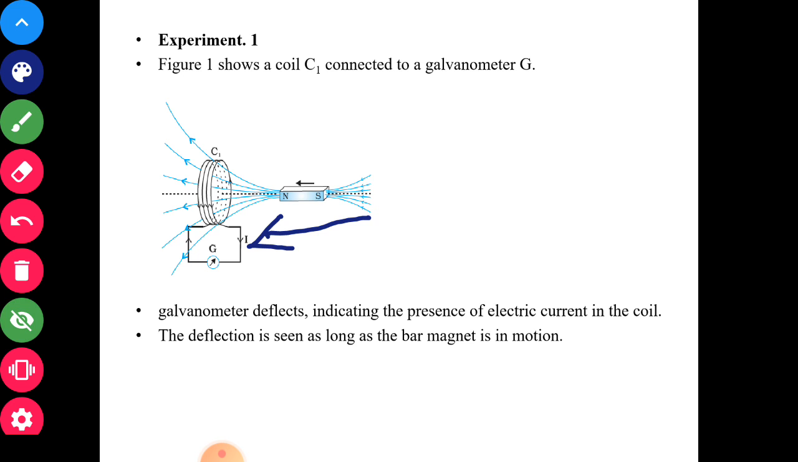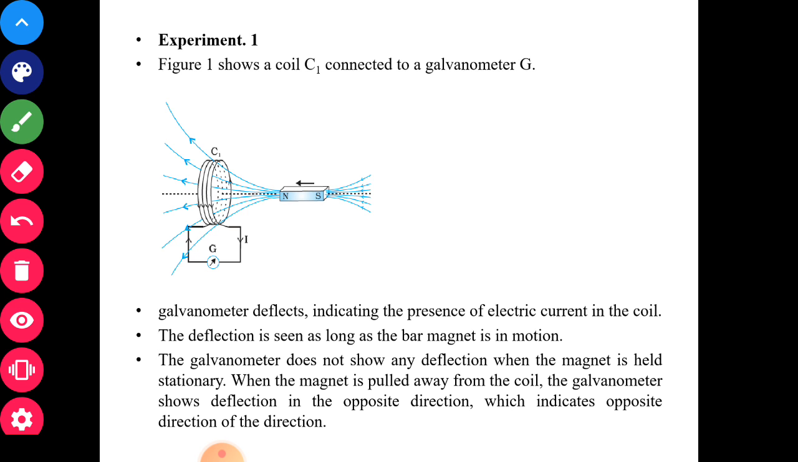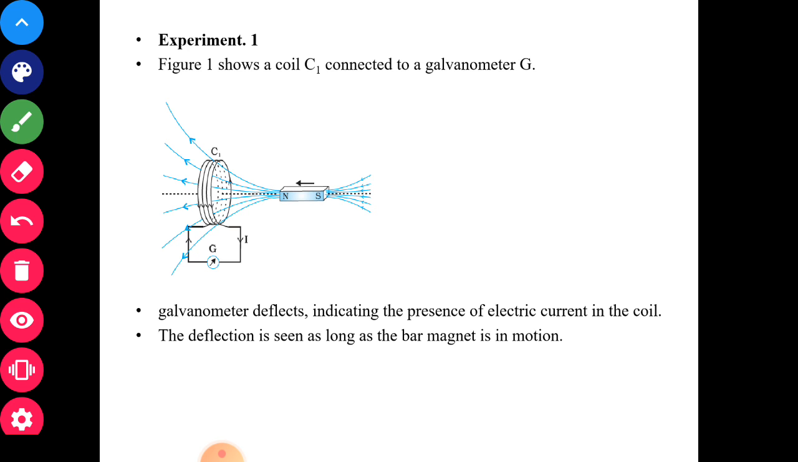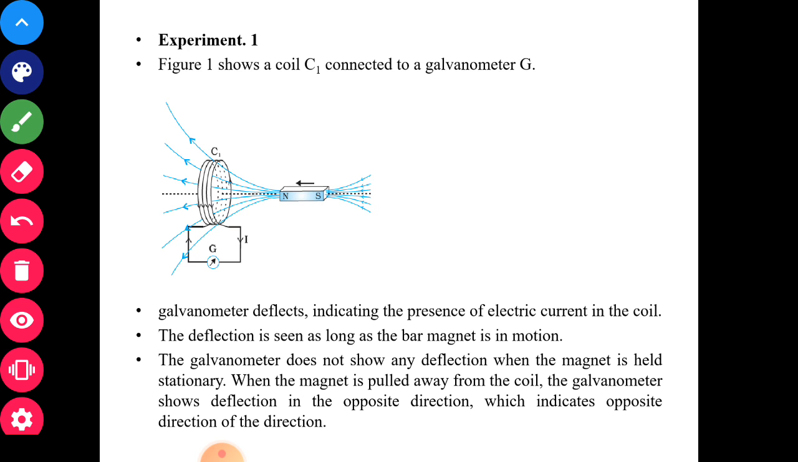If you keep the bar magnet here close and stationary, then the deflection will become zero. So as soon as it stops, deflection becomes zero. The galvanometer does not show any deflection when the magnet is held stationary. When the magnet is pulled away, if it is taken in the opposite direction, then the direction of the galvanometer's deflection will be opposite. So the current produced will be in the opposite direction.